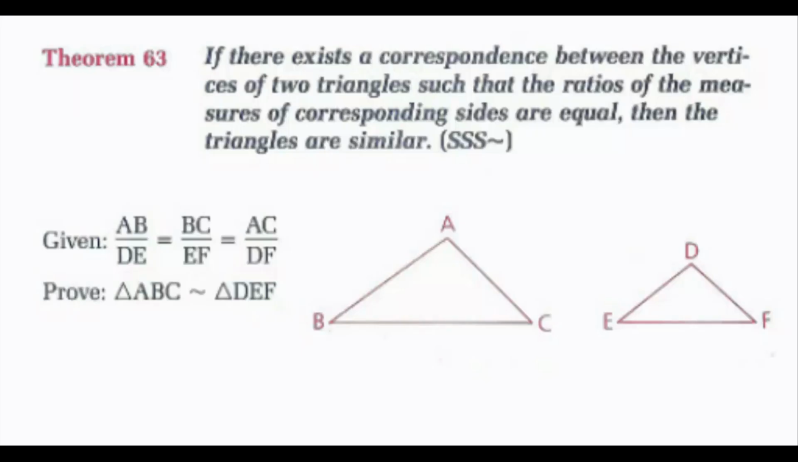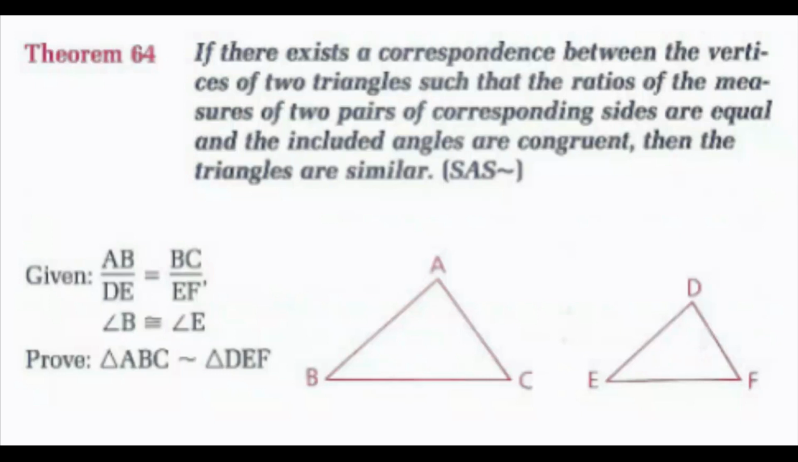Now, my next theorem, if there exists a correspondence between the vertices of two triangles such that the ratios of the measures of corresponding sides are equal, then the triangles are similar. And this is side, side, side similarity. I know in the definition of similar polygons, if the ratios of the measures of the corresponding sides are equal, then I have similar polygons. So if I can show this, then I would have side, side, side similarity.